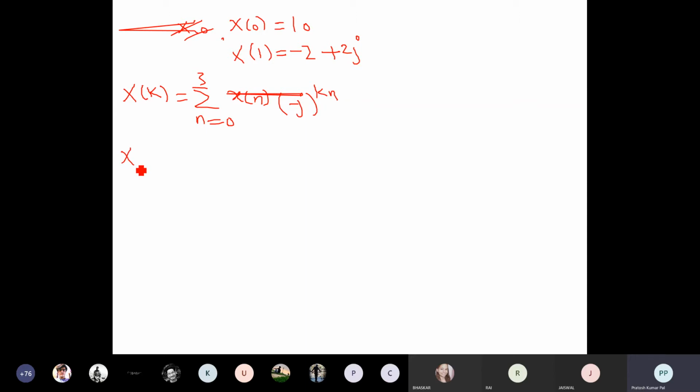From here we will find out next X of 2 after X of 1. So X of 2 will be the sum over n from 0 to 3 of x of n. This 2 is for k, so k is being changed to 2, and instead of k we will be putting 2n in minus j to the power. Now we will expand it. After expansion we will get x of 0 multiplied by minus j to the power 2n. Here n is equal to 0, so it will be 2 into 0, that will be 0 overall.